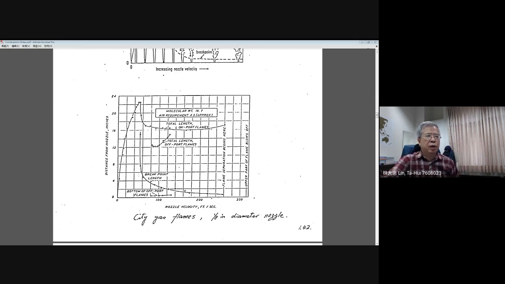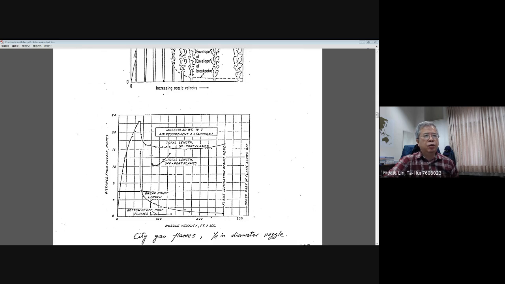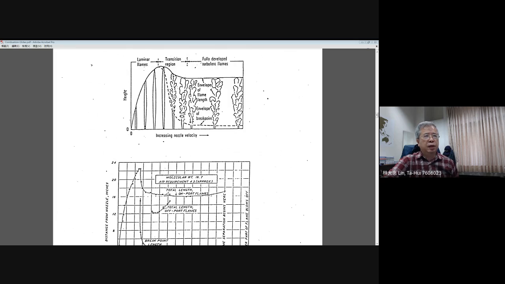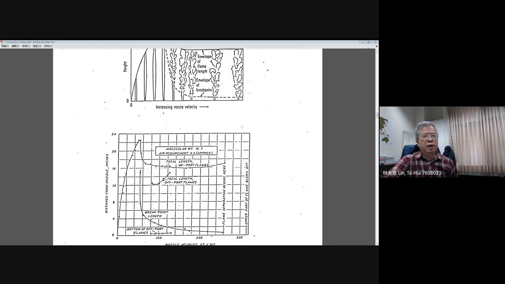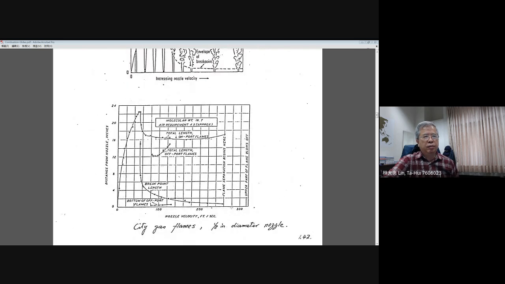a region where the flame is still stabilized on the port, and they show the propagation of turbulent flame structures from the tip of a diffusion flame to the base of the diffusion flame, and finally the flame will separate from the burner. That means, as we mentioned, this is the so-called dip off, and if you continuously increase your injection velocity, then the flame will blow out.